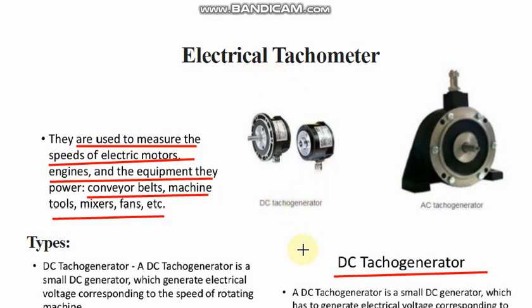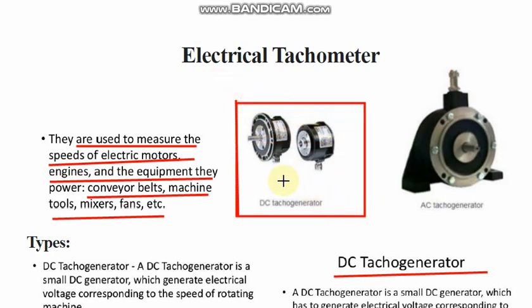First we will study the DC tacho generator. The DC tacho generator is a type of DC generator, and since it generates DC voltage, it is called a DC tacho generator. This is the picture view of the DC tacho generator. Here you will be able to watch the picture view.